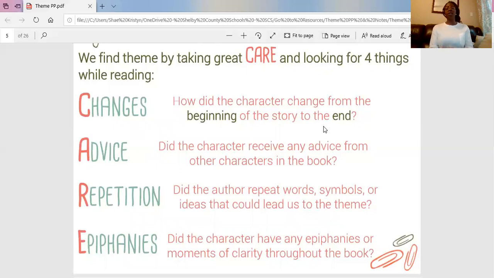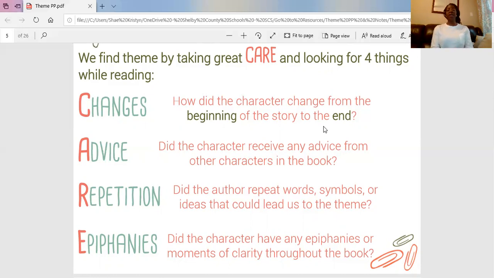Repetition. Are there any repeated words, symbols, or ideas in the book or the text that could lead us to the theme? That could be just the same phrase over and over, and then you have to ask yourself, why are they repeating that phrase over and over? What is the purpose of them repeating that phrase? And see if it applies to the theme that you have in your head.